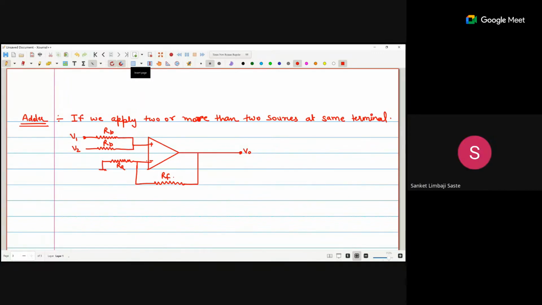Sir, V out is equal to V1 plus V2 by 2 times RF by RA plus 1. Okay. So, any other who tried to solve that?